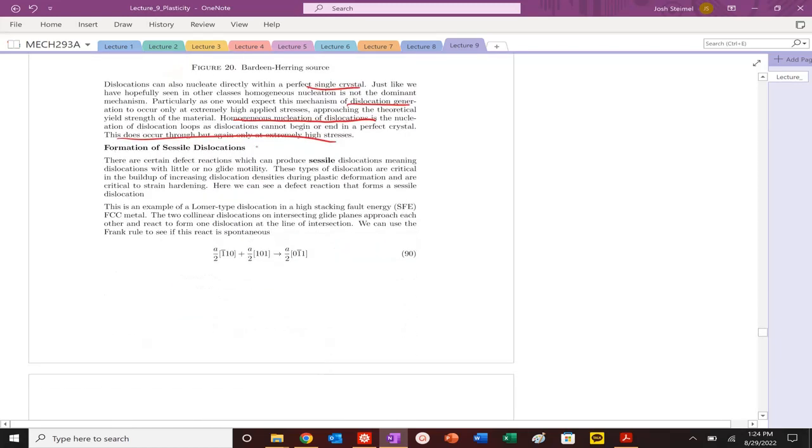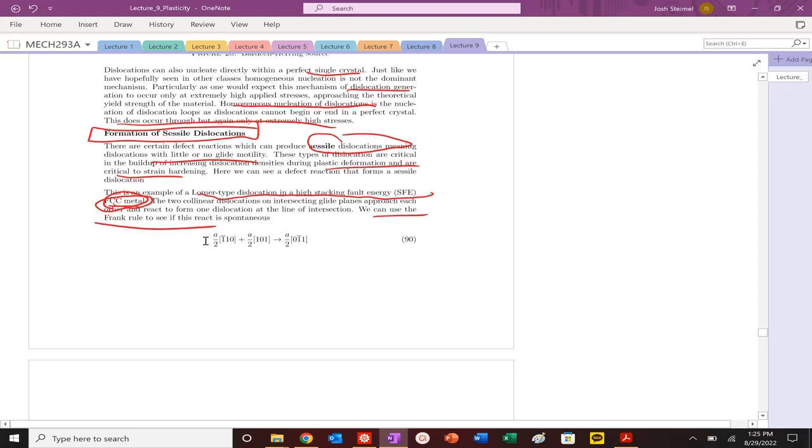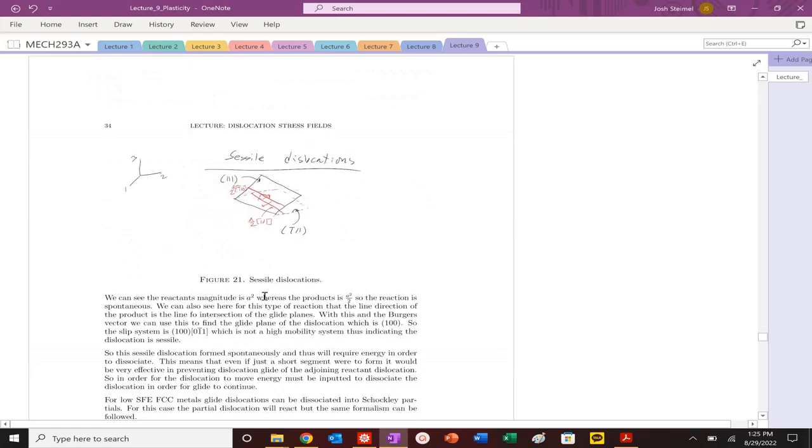But one of the key things that we're looking at specifically for the mechanical consequences of these defects is the formation of sessile or non-mobile defects. That will actually dominate a lot of the plastic deformation behavior here. So let's look at one example of a Lomer type dislocation that may be sessile. We can first check to make sure Frank's rule is satisfied. When we do that, you can look at a squared versus a squared over 2. So it is spontaneous. Excellent.